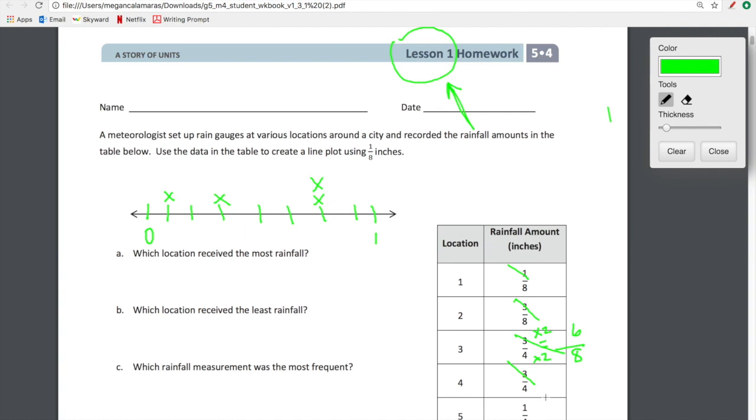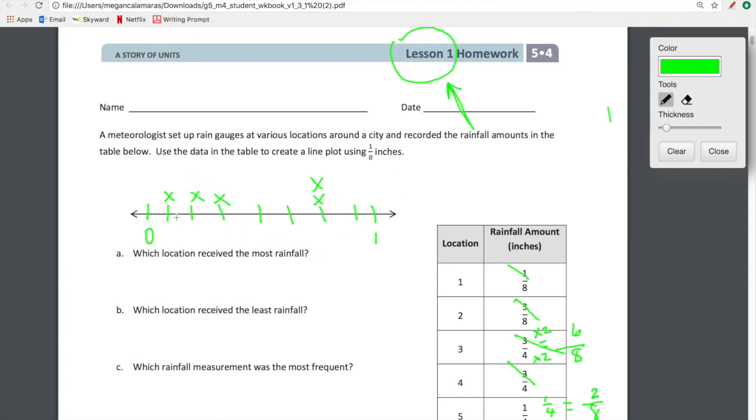And then let's just say that that's a 1/4. I'm not completely sure that's a 1/4. Let's go ahead and convert that into eighths. 1/4 is actually equal to 2/8 because 4 times 2 is 8. 1 times 2 is 2. So let's plot that data.